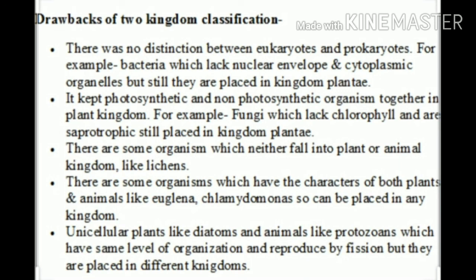Next one, unicellular organisms like diatoms and animals like protozoans were placed under different kingdoms. Now, we have done what unicellular organisms and multicellular organisms are. Unicellular organisms are made up of only one cell. Multicellular organisms are organisms which are made up of many cells. But since this system of classification had only two kingdoms, both unicellular and multicellular organisms were placed under the same kingdom. So these are the drawbacks of the two kingdom classification.